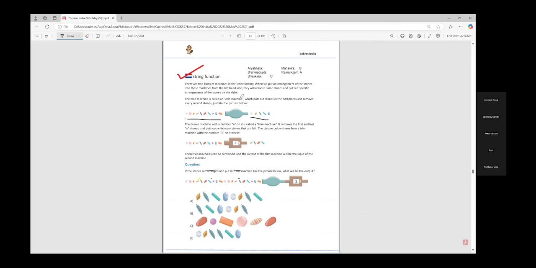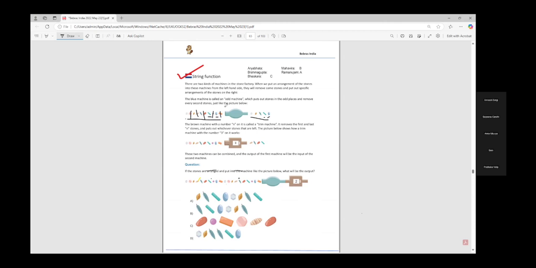The blue machine is called an odd machine, which puts out stones in the odd places and removes every second stone, right? It basically means the output is every second stone. So we know that the first stone won't be the output because it's an odd place. So every even place stone from the input is the output. The second stone is the output. The third will be cancelled. The fourth stone, which is even again, is the output, and so on till the end. So all these stones are there in the output, whichever ones have not been cancelled, right?